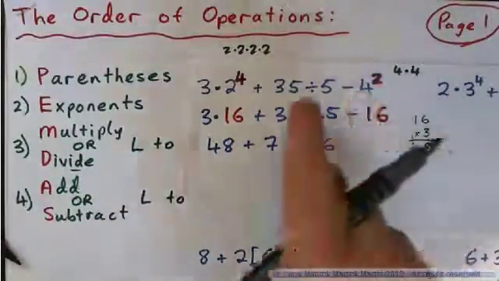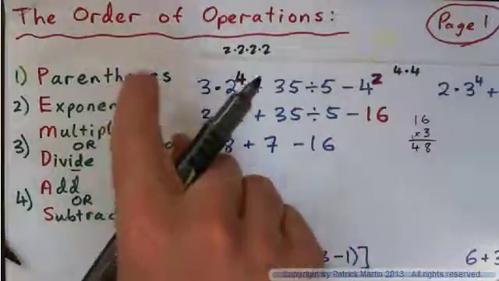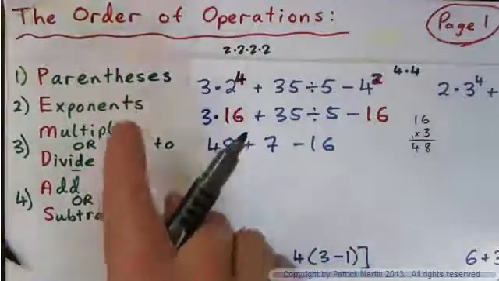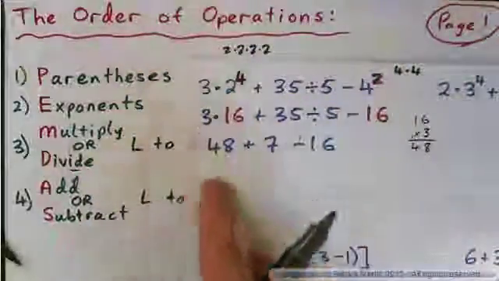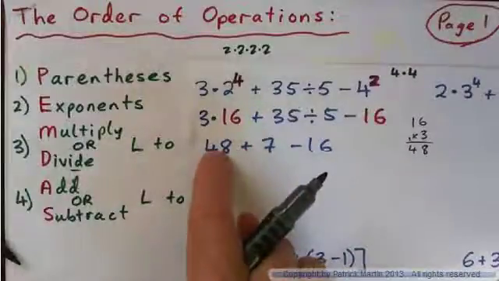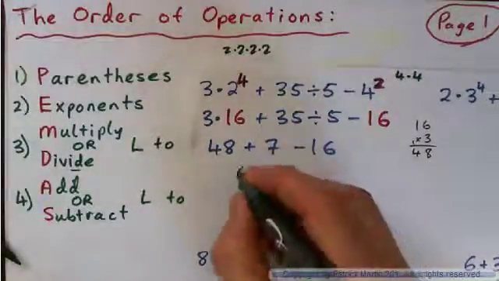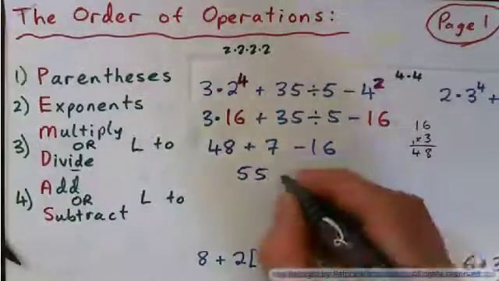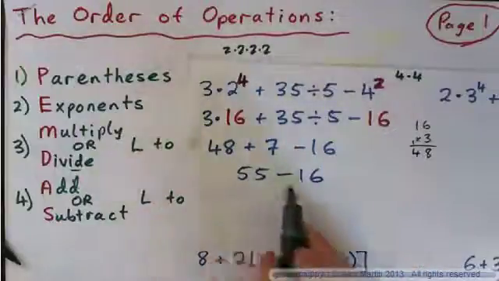And now we're at this point. We have an addition and a subtraction. So parentheses are done, exponents are done, multiplies or divides are done from left to right. Now we add or subtract from left to right, whatever appears first. So the first thing is the addition. 48 plus 7 is 55. And then we have 55 minus 16.